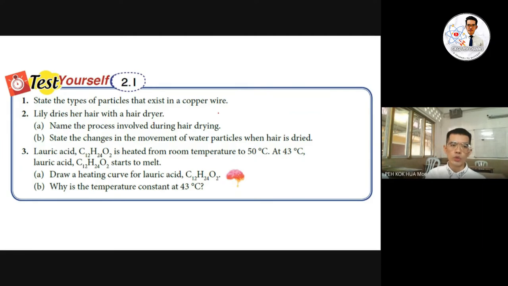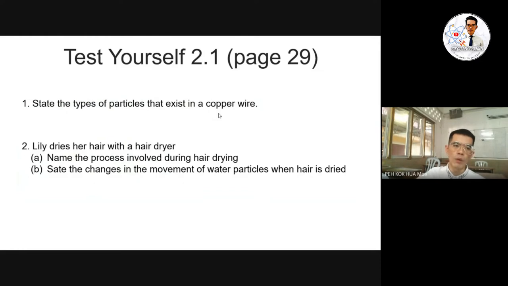Okay, so now we go to Test Yourself 2.1. It is also in your textbook. There are three questions in this exercise. We discuss one by one. State the type of particles that exist in the copper wire. Copper wire is a metal, so all are the same type of particles. So here it will be atoms.